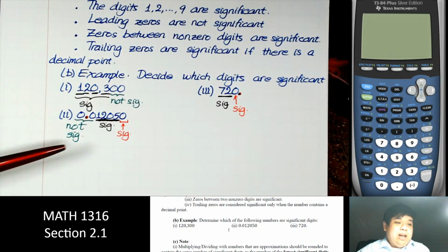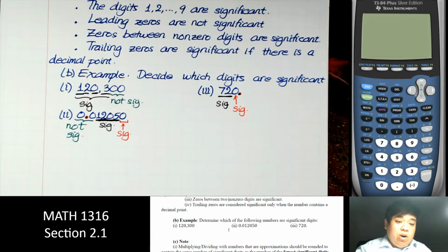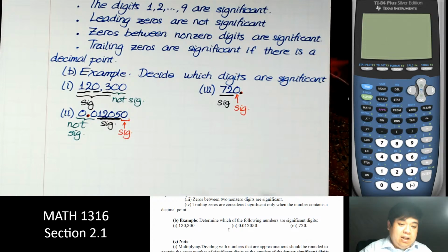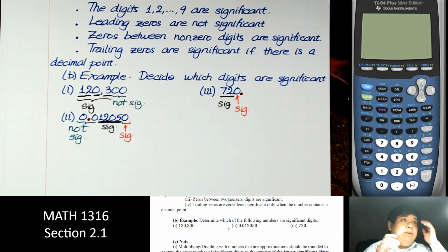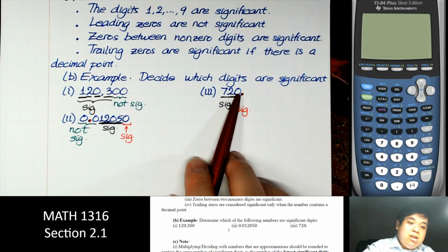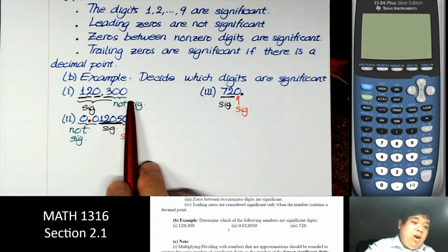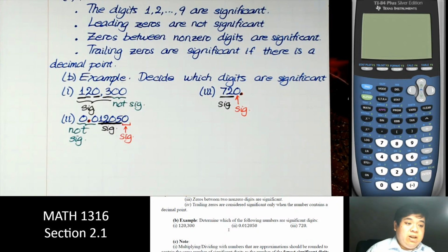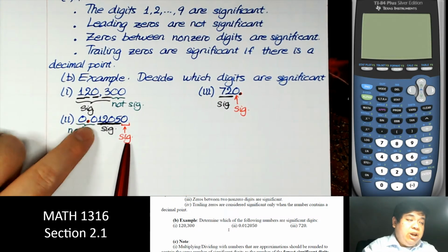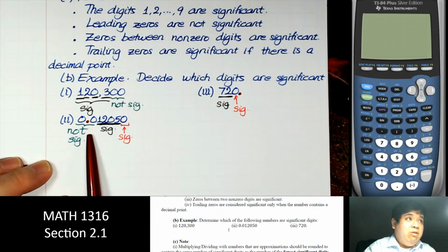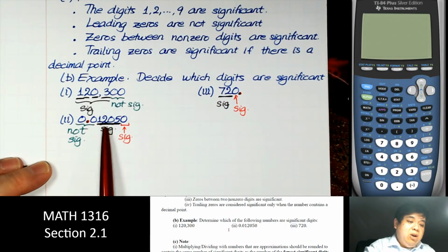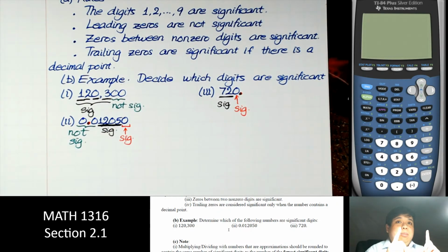So it depends on whether there is the decimal point or not. Even though there's nothing after that, this is still considered to be significant. So if there's a decimal point, any 0 after that is still significant. If we don't have the decimal point, not significant. The 0 in front of the numbers will never be significant. The one in the middle is always significant. The one on the back depends on whether there's a decimal point or not. The one in front will never be significant.